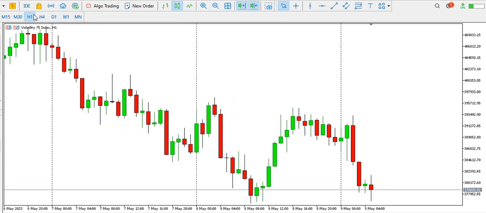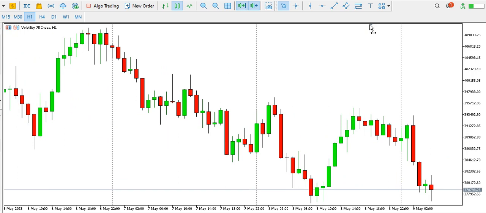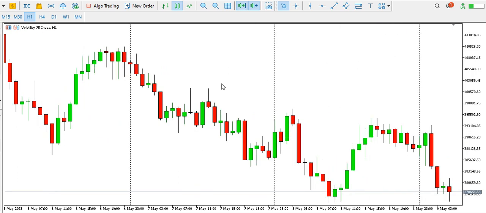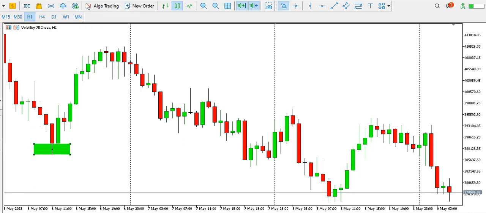Let's look at the 1-hour time frame. On the 1-hour time frame, we can see a bearish trend. Price is trending down. So we have a low here, a low here, a low here. We have a lower high, then we have a lower low around here.